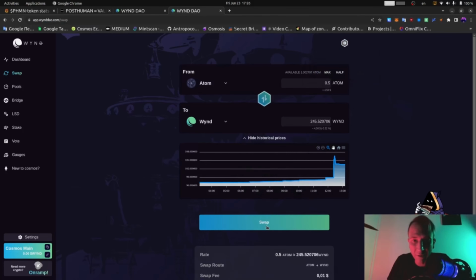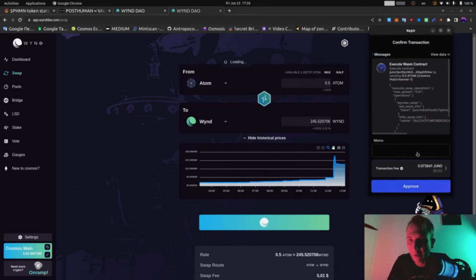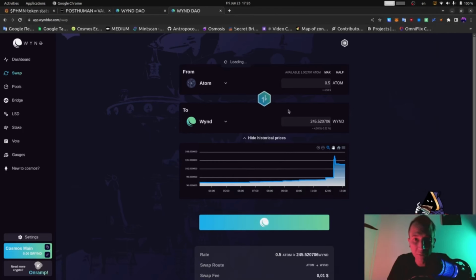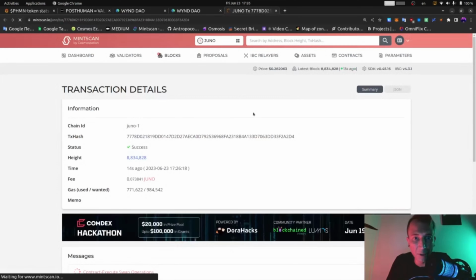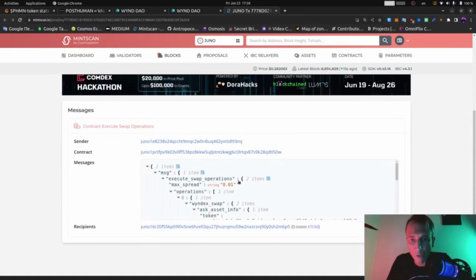So let's click on swap and we'll see how long it will take. All the information about the transaction is here. We click approve, loading, and 1, 2, 3, 4, 5, something like this. Transaction successful. We can see the transaction directly in Mintscan. If we click, it will show transaction successful 40 seconds ago. Here we can see all the information.